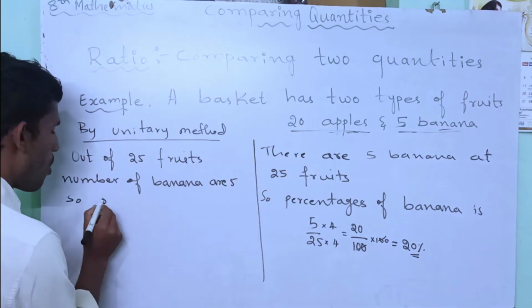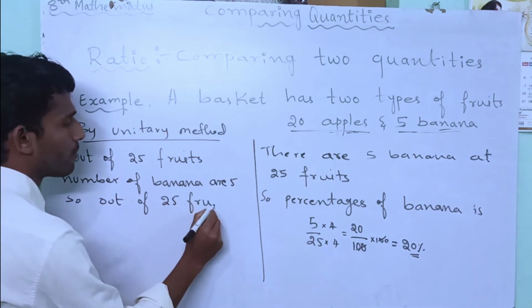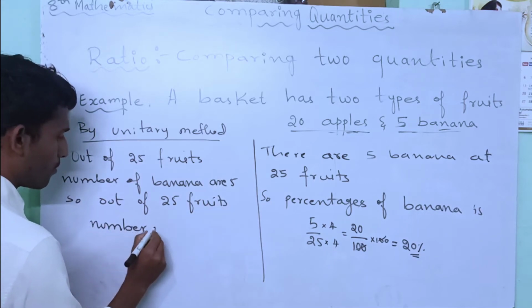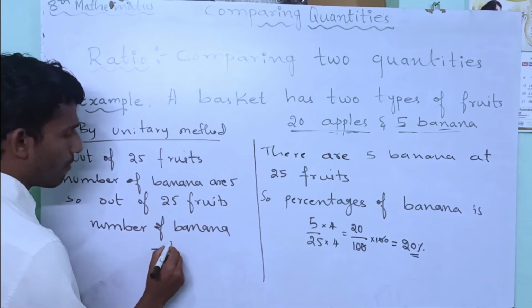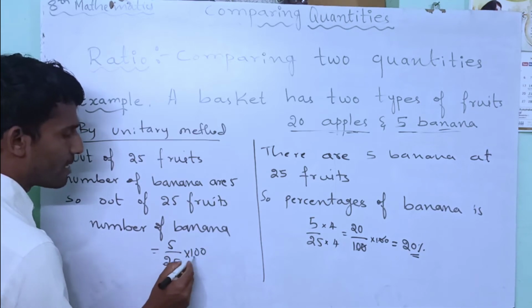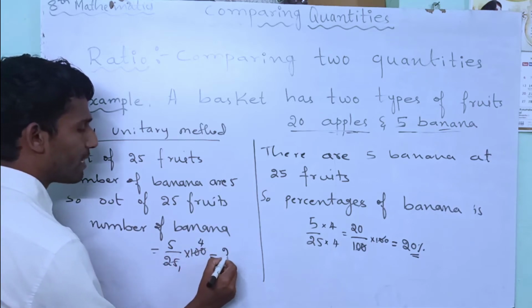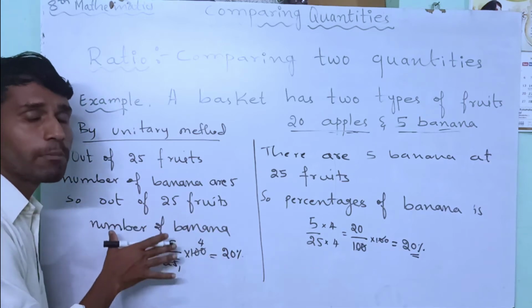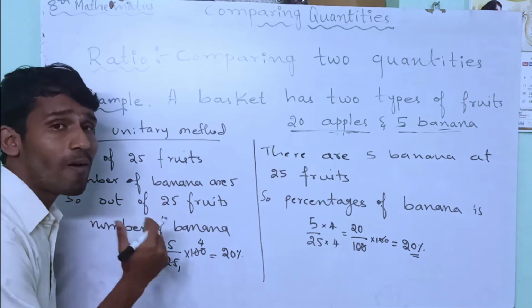Now, out of 25 fruits, the number of bananas is equal to 5 by 25 into 100. 25 ones are 25, fours are 5 into 4s, we will be getting 20% here. This is the unitary method. By using the unitary method also we can find out the percentage when we are comparing two quantities.